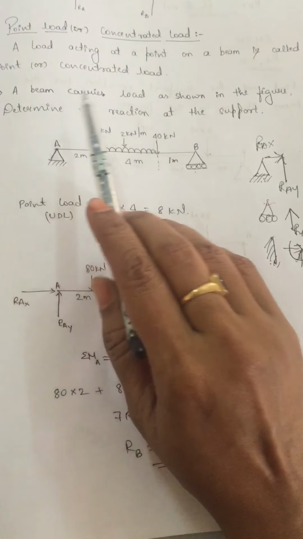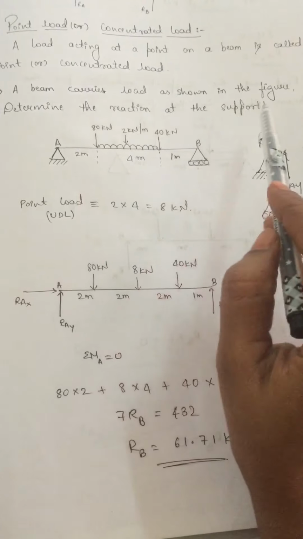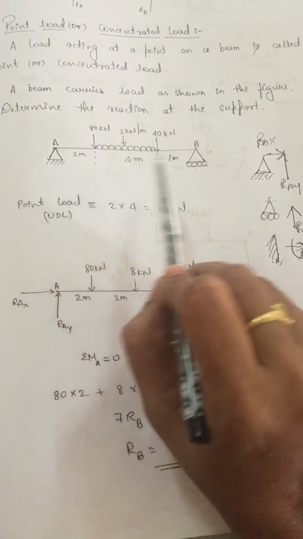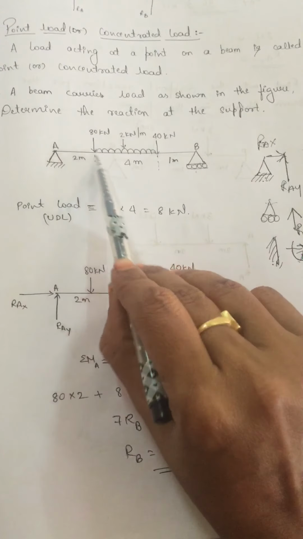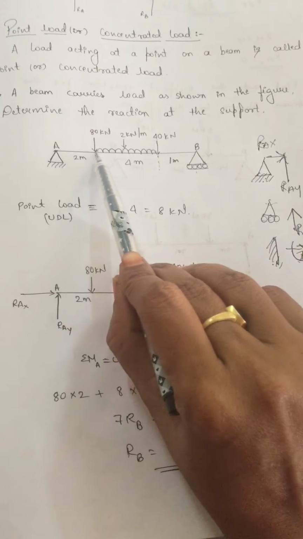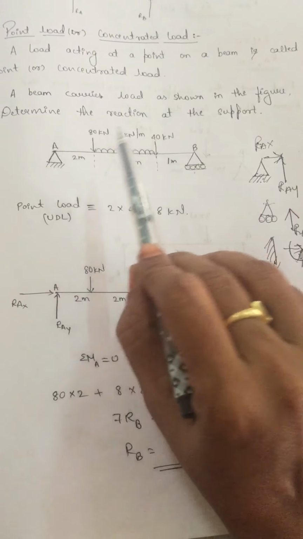First problem: a beam carries a load as shown in the figure. Determine the reaction at the supports. Here they have given two supports, a hinged support and a roller support, along with a uniformly distributed load. This type of indication is called a uniformly distributed load.